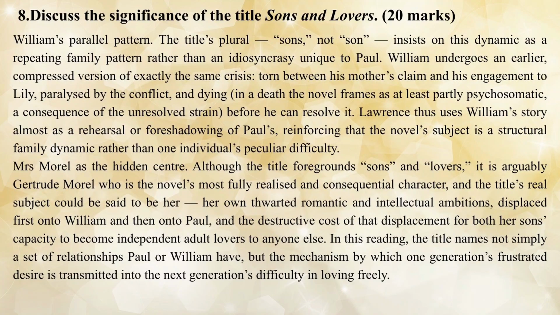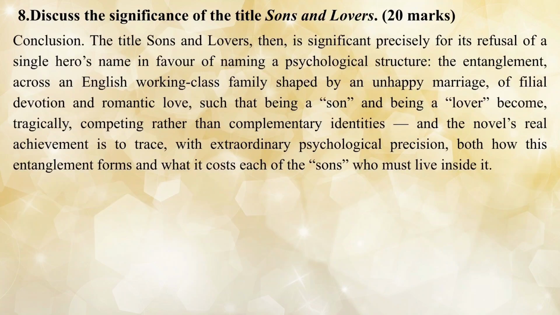Paul's failures with Miriam and Clara both trace back to this unresolved attachment. William's earlier, compressed version of the same crisis reinforces that this is a family pattern, not an individual quirk. Only after his mother's death does Paul move ambiguously toward the possibility of independent adult love. The title thus names a psychological structure, not just a plot.